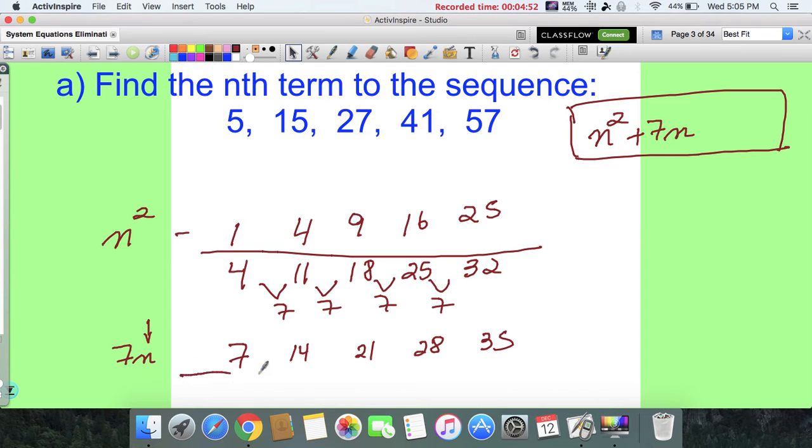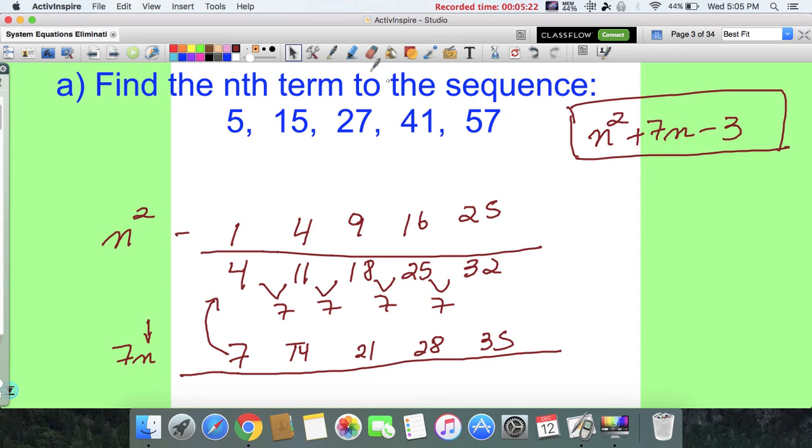Now, the next thing you have to do is ask yourself, once you have established a 7n sequence, what does it take to go from 7 to 4? Well, you would subtract 3. From 14 to 11, you would subtract 3. 21 to 18, you would subtract 3. And 28 to 25, you subtract 3. And 35 to 32, you subtract 3. So it's a 7n sequence, but not exactly, it's a 7n sequence minus 3.